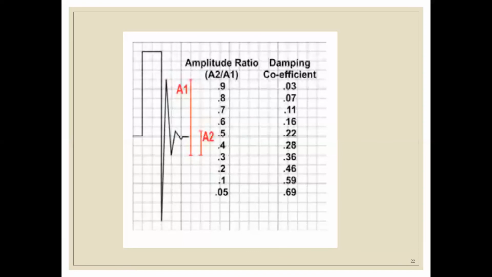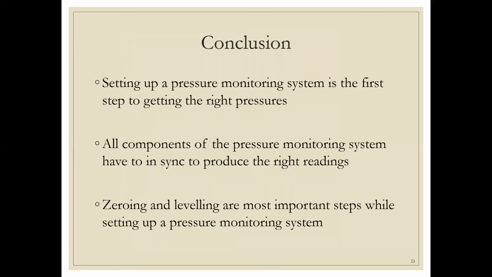So these are the basics of how to set up and how to optimize your pressure transducer system. This is valid for almost every pressure transducer system, be it arterial, venous, or intracranial pressure monitoring. So in conclusion, setting up the monitoring system is the first step to getting the right pressures. All the components of the pressure monitoring system have to be in sync to produce the right reading. Leveling and zeroing are the most important steps while setting up a pressure monitoring system. Thank you.